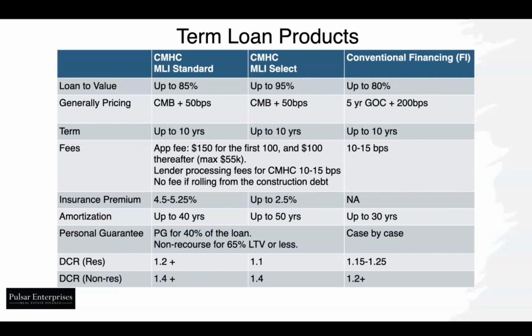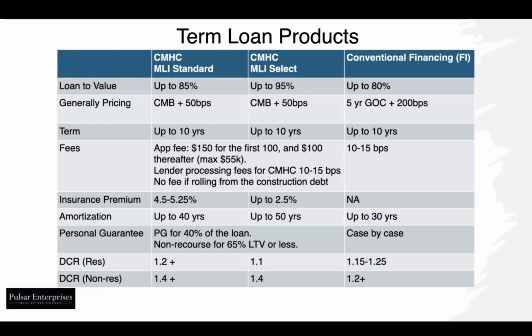And personal guarantee. So earlier we spoke about this. During the construction stage, 100% of the loan needs to be personally guaranteed. But once the building is 12 months into its stabilized operation, you can negotiate to get it down to 40% of the loan amount that needs to be personally guaranteed. So you only have to personally guarantee 40% of the loan amount once the building is stabilized.